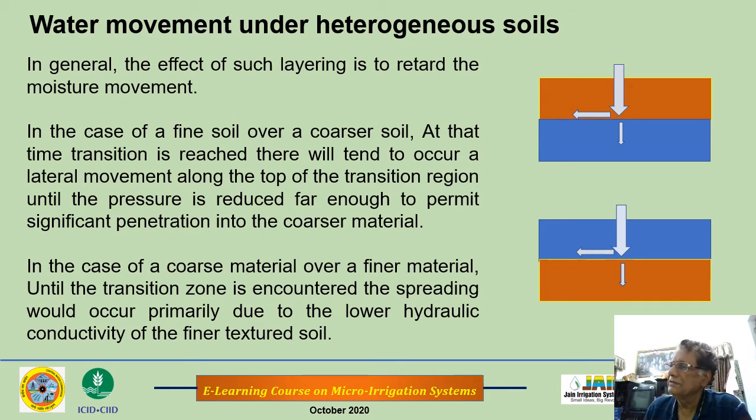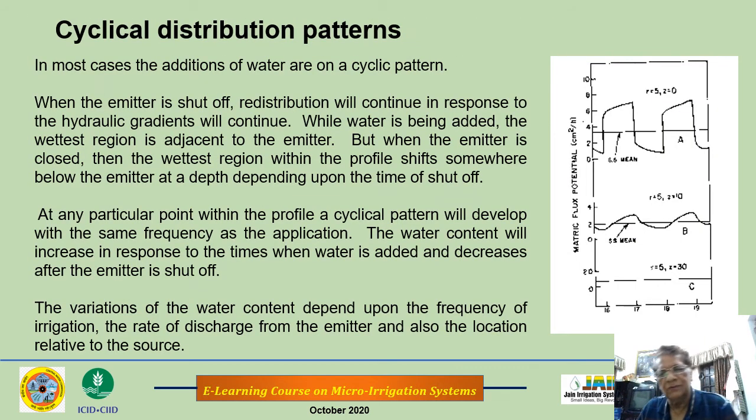Now, if you consider the opposite situation, the heavier soil is above and below is the lighter soil, then water is moving very slowly into the heavier soil, and when it comes to the lighter soil, the transition point, the pressure of the water is such that it is held tightly, and then again a similar phenomenon will happen over the lighter soil. It moves sideways first, and then when the pressure is low, it will start entering into the lighter soil. So in both situations, the flow pattern will almost remain the same.